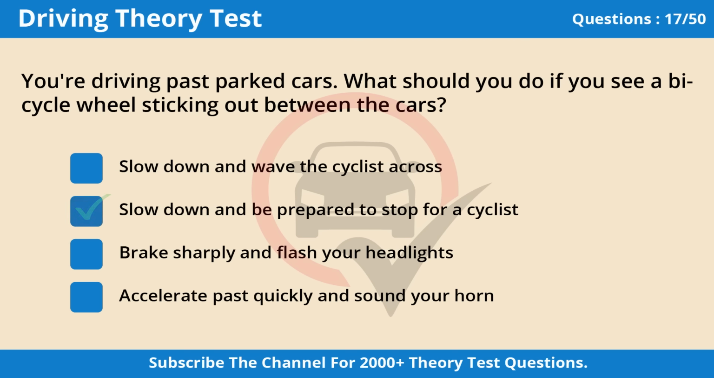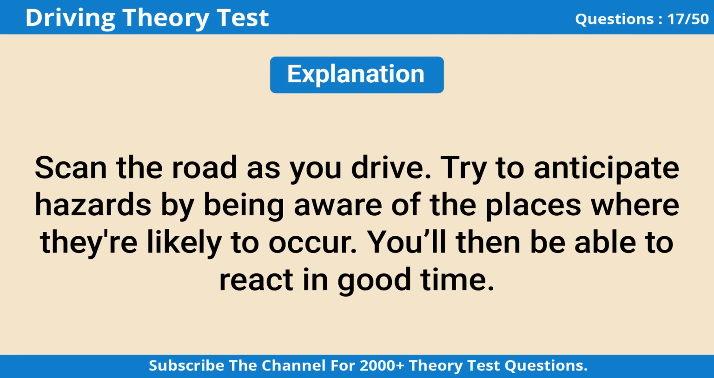B. Slow down and be prepared to stop for a cyclist. Scan the road as you drive. Try to anticipate hazards by being aware of the places where they're likely to occur. You'll then be able to react in good time.